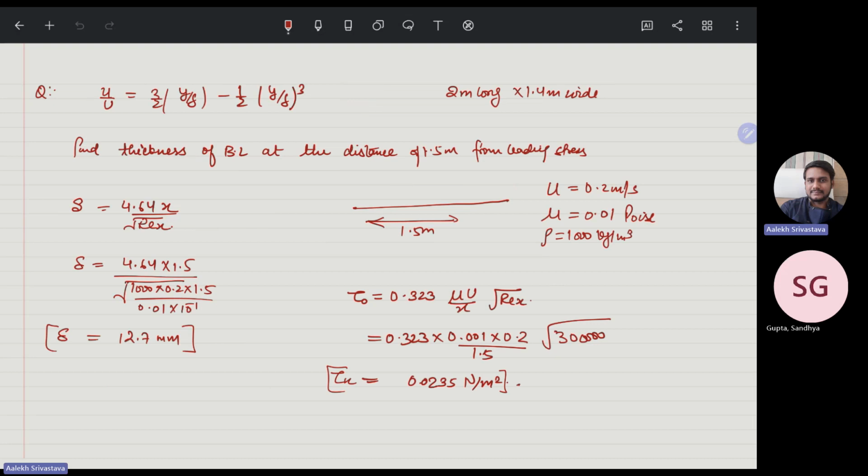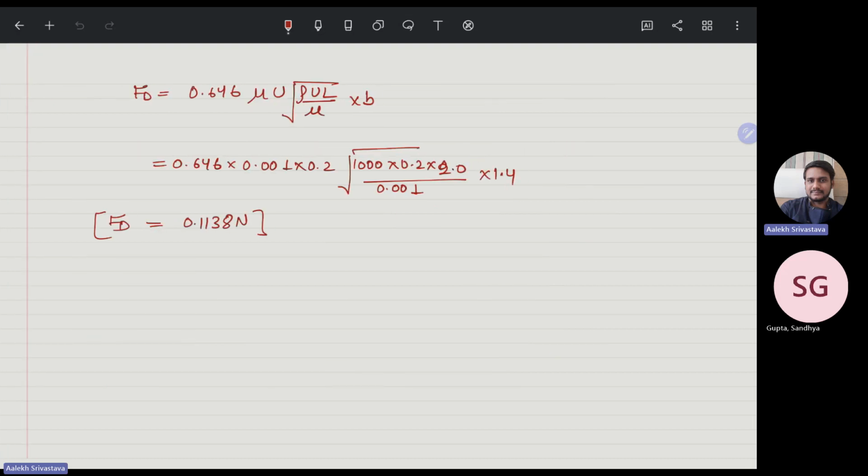Okay, now we know the thickness, the shear stress at a certain location, and the drag force. Now, the importance of all this calculation, as I told you last time also, is that we can obtain the power consumed, or the power required to supply the air. Power consumed is equal to FD into velocity. Air is flowing with this velocity, 0.2. If you multiply it, you will get 0.2276 watts.